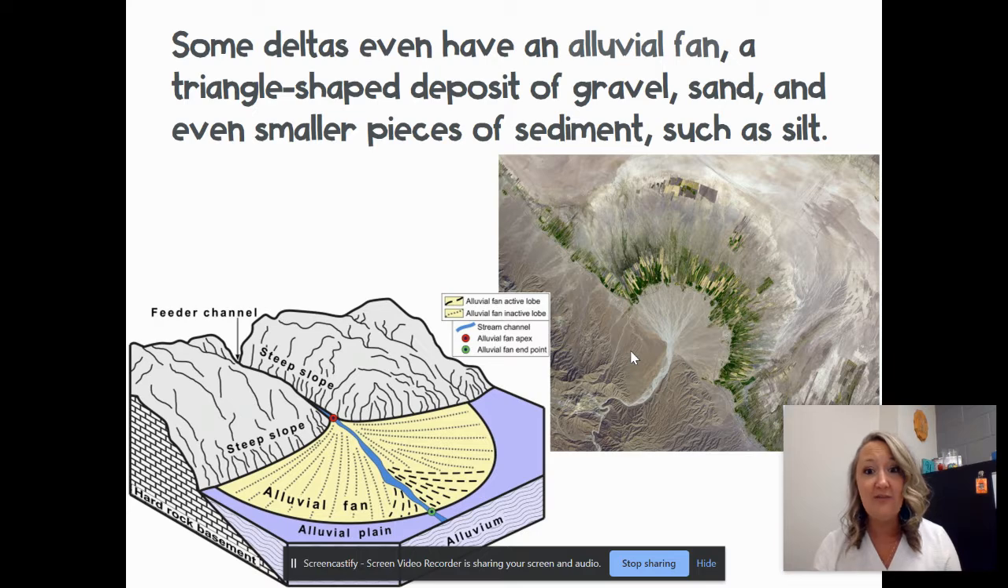Sometimes deltas can even have alluvial fans. It sounds very fancy, right? Alluvial fans are fan-shaped, and they form when the river flows from a narrow funnel and then spreads outward. So it creates an area of deposition of small sediment in that area. They call that particular type of sediment alluvium. So they call it an alluvial fan because it's made of that sediment from the river.